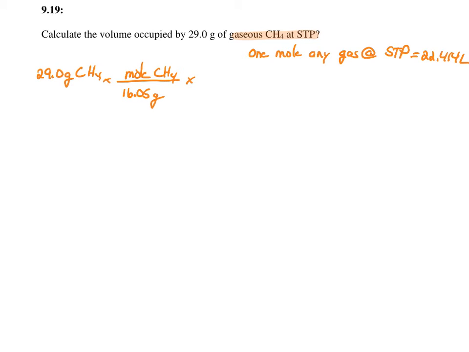And now, since we're at STP, we can simply multiply that by 22.414 liters to get a value of 40.52406 liters. We're going to be limited to 3 sig figs because of this number here. And our final answer is thus 40.5 liters.